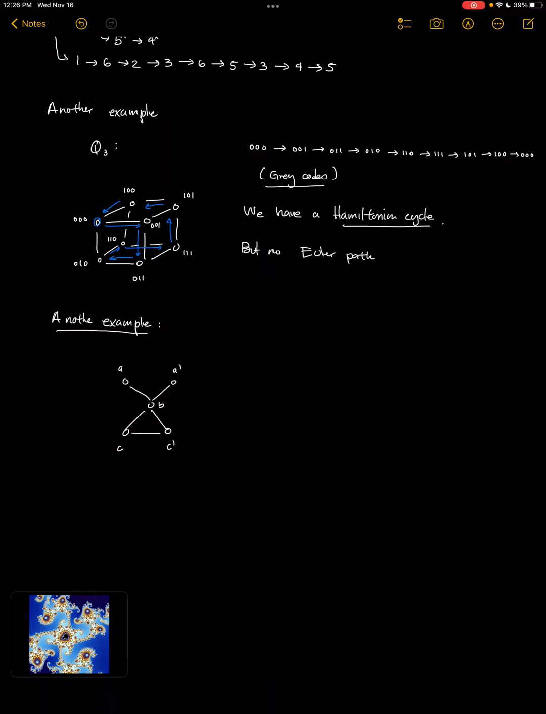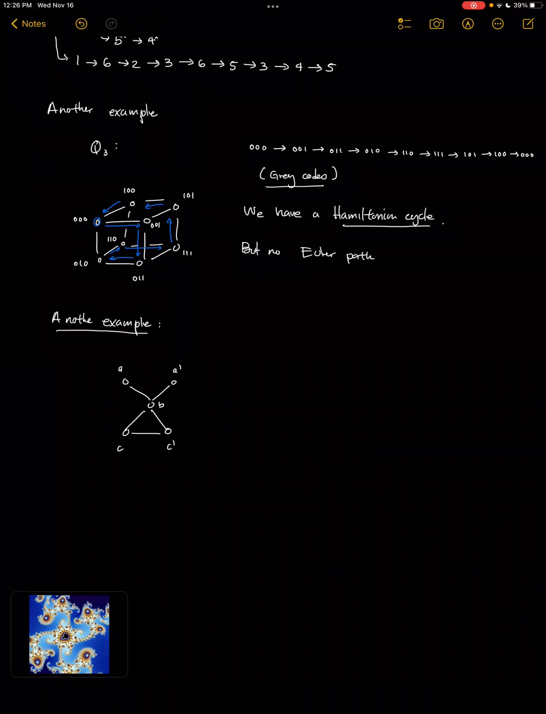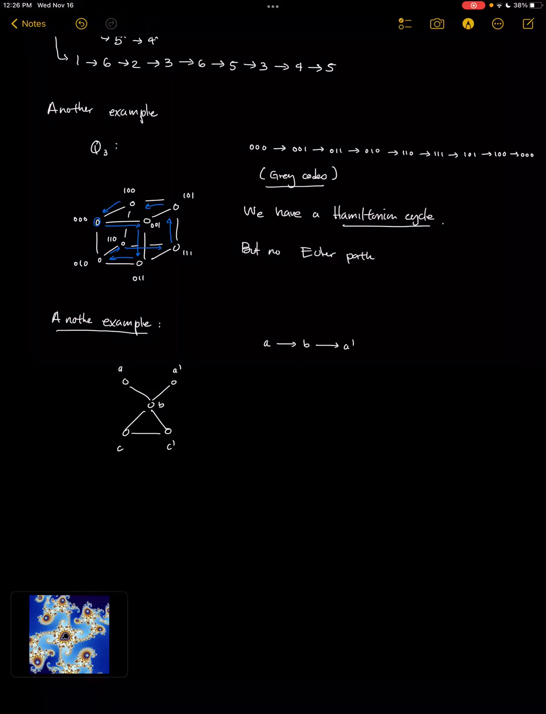Now, once again, the intention here is to demonstrate that this graph doesn't have a Hamiltonian path. Well, for that, I have to start somewhere. So let's say that I start at A. And you say, well, where can you go from A? From A, I can go to B. And then from here, you can go to A prime, but then you get stuck. So we shouldn't use that one.